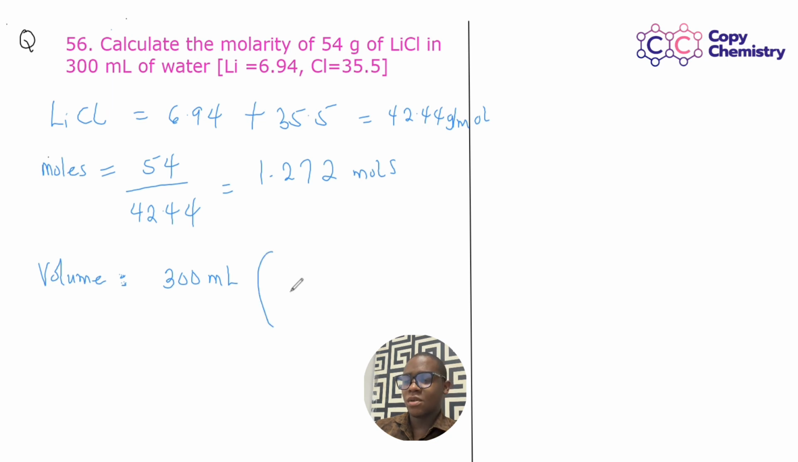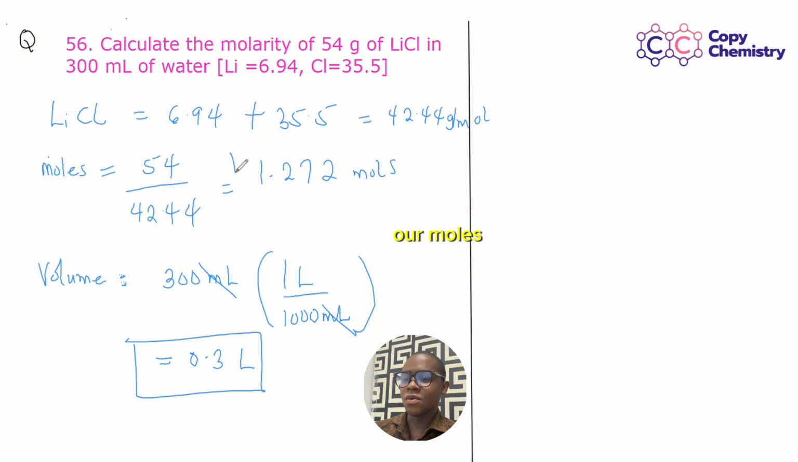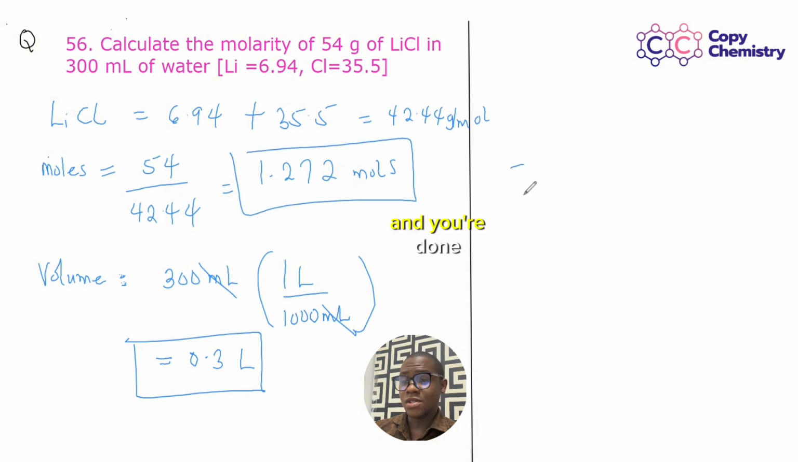Like I said, 1000 ml is 1 liter. So if you do an arrangement here and write 1 liter divided by 1000 ml, since they are equivalent, this can cancel out this, and if you do this division, you would have 0.3 liters. So you've now converted it to liters.